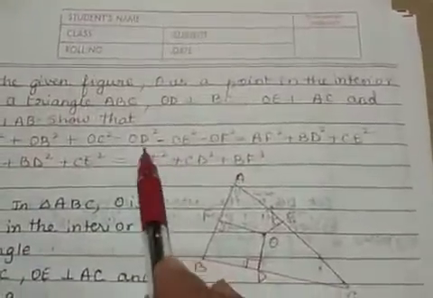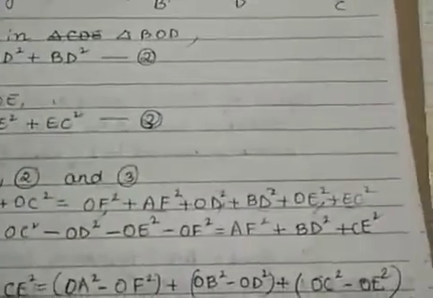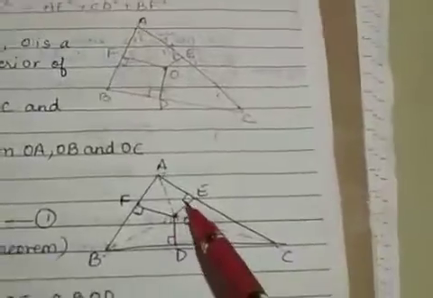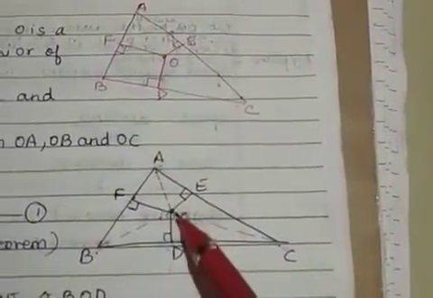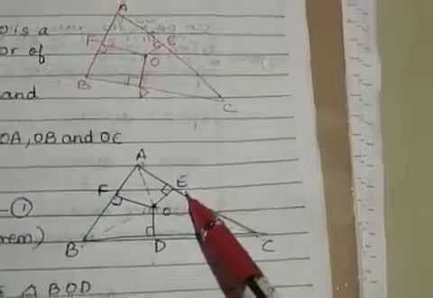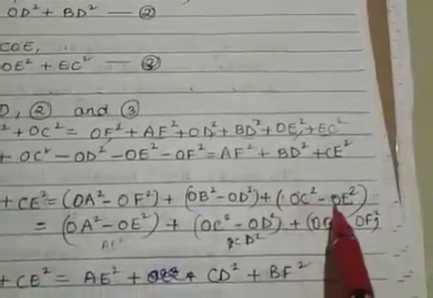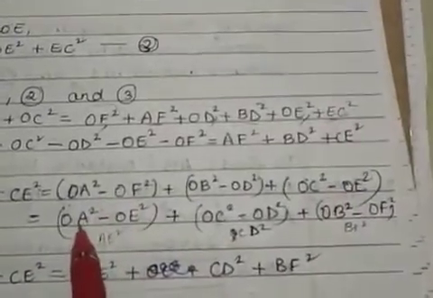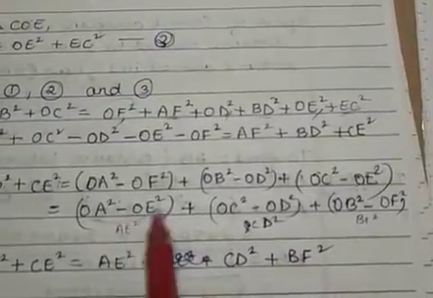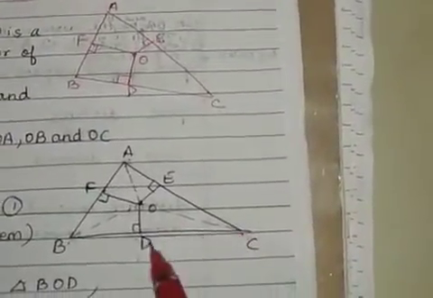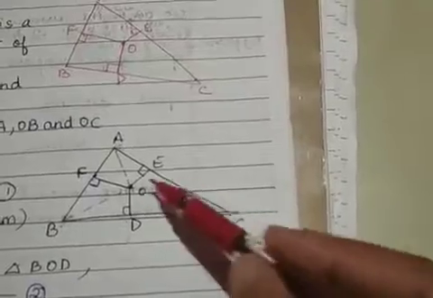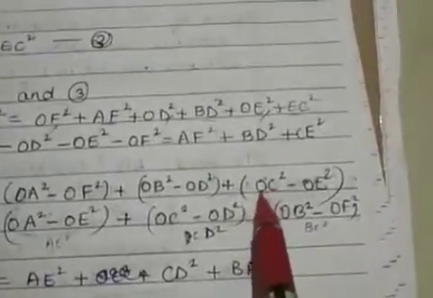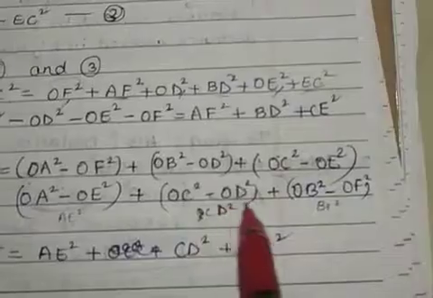So after this step, now you look at what you require here. You need AE square, correct? If you look at the figure, AE square is OA square minus OE square. So we get OA square minus OE square together, plus next you need CD square. CD square can be obtained from this triangle. So it is OC square minus OD square. Let us club OC square minus OD square together.